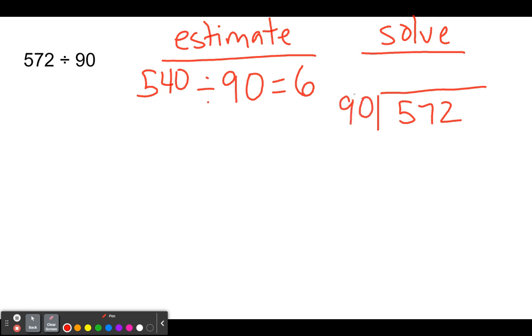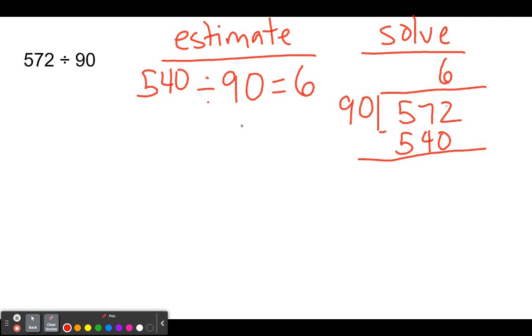Okay, so now let's go ahead. We already did the mental math a little bit, so let's put down 6 because we know that we can at least divide 572 into 6 groups, and that's going to give us 6 times 90, which is 540. So now I'm going to go ahead and subtract that away.